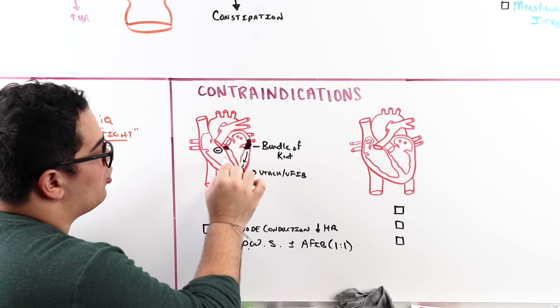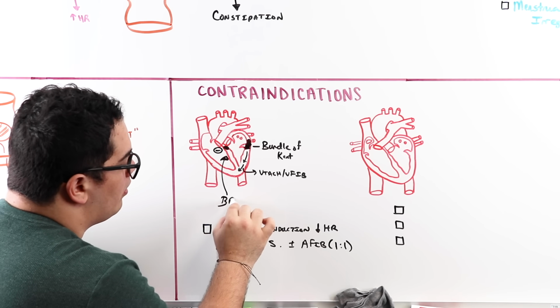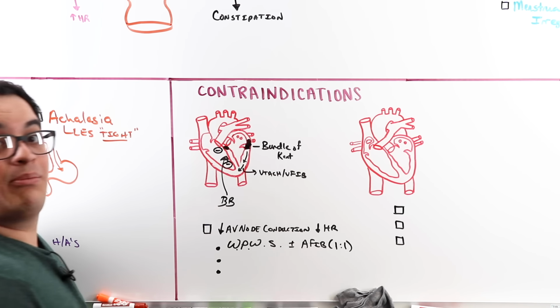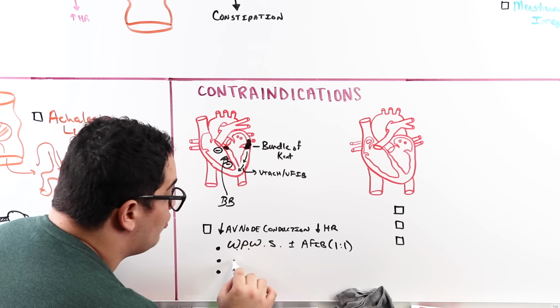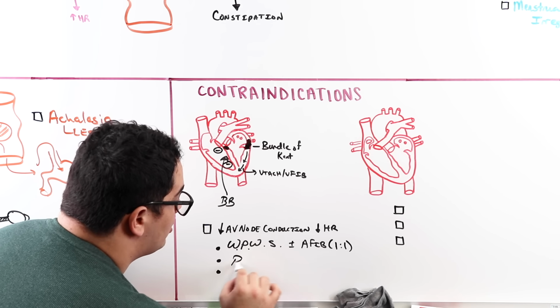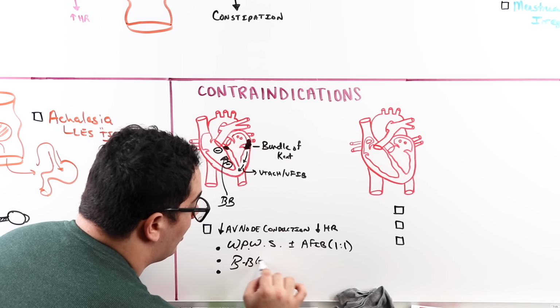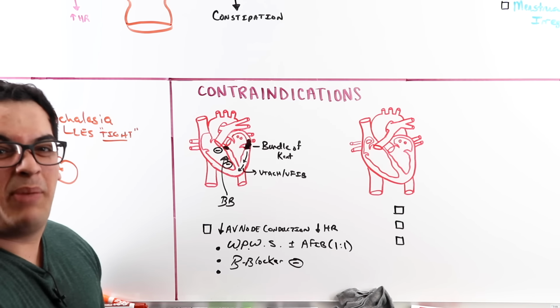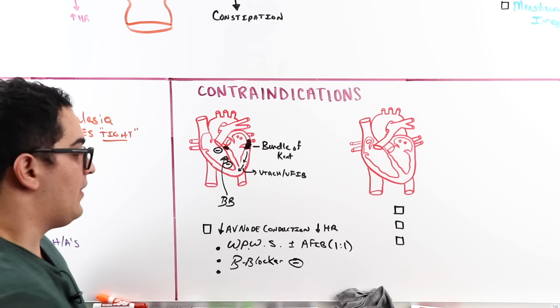The other thing is you're inhibiting the AV node, right? What if you give another drug that also inhibits that AV node even more? That's a problem. So another thing that you do not want to give this with is if someone is on a beta blocker. Okay? So you do not give this if they're on a beta blocker. You don't want to combine those two.